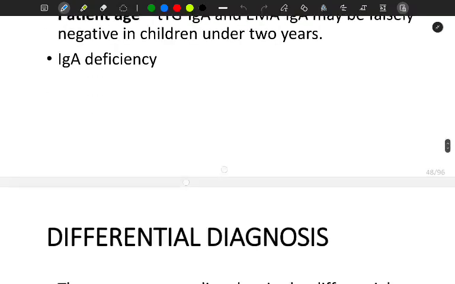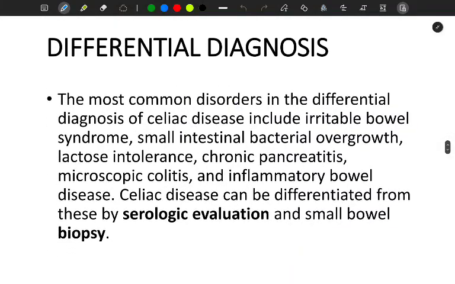Next. Differential diagnosis: celiac, irritable bowel, small bowel bacterial overgrowth, tropical sprue, chronic pancreatitis, and those things should be considered in the differential. That's why small bowel biopsy and serological evaluation are quite important. So you may remember, in any malabsorption, serology plus biopsy should be your guide, given your history. What's going on next?